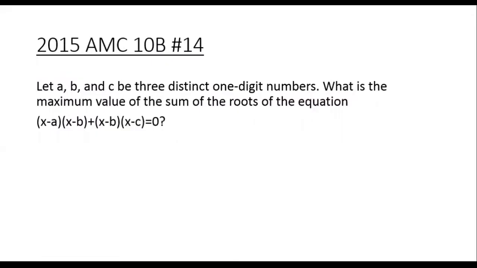Hi everyone, today we'll be solving the 2015 AMC10B problem number 14. So the question asks, let A, B, and C be three distinct one-digit numbers. What is the maximum value of the sum of the roots of the equation (x minus A) times (x minus B) plus (x minus B) times (x minus C), which equals 0?